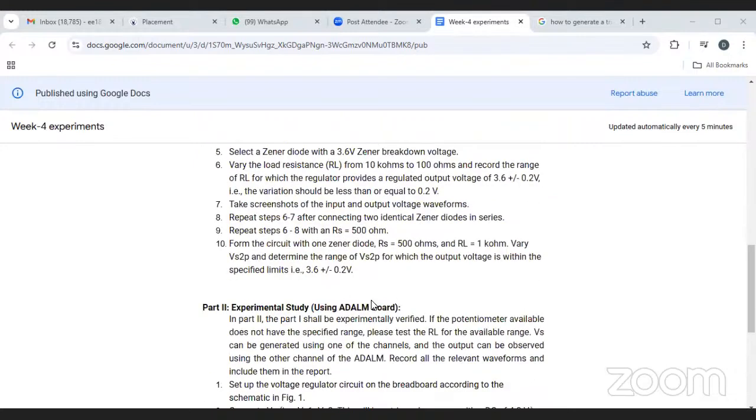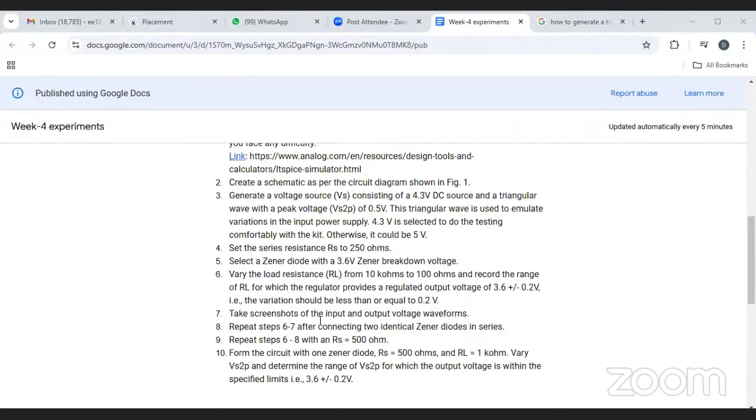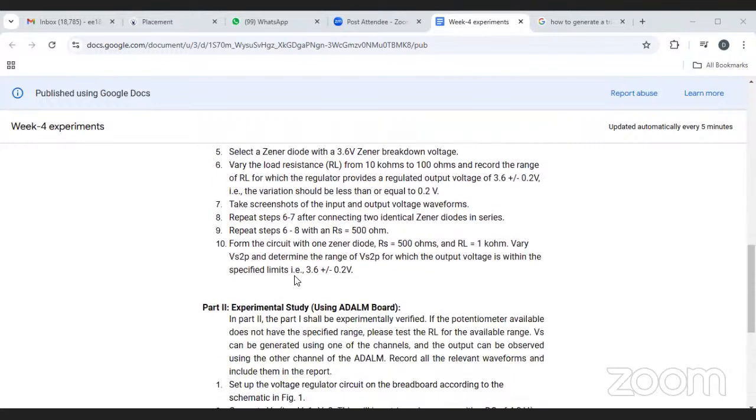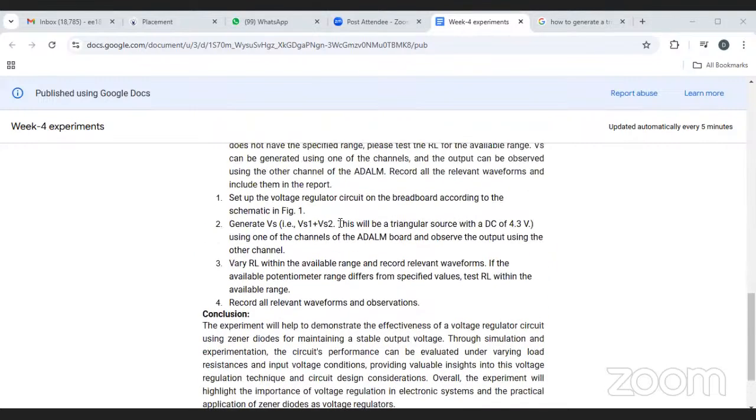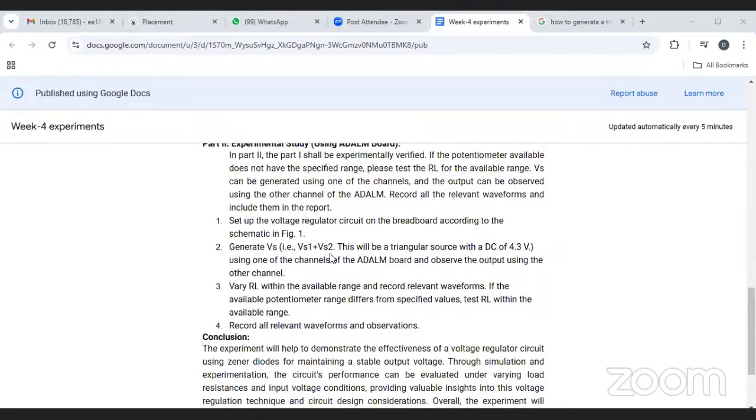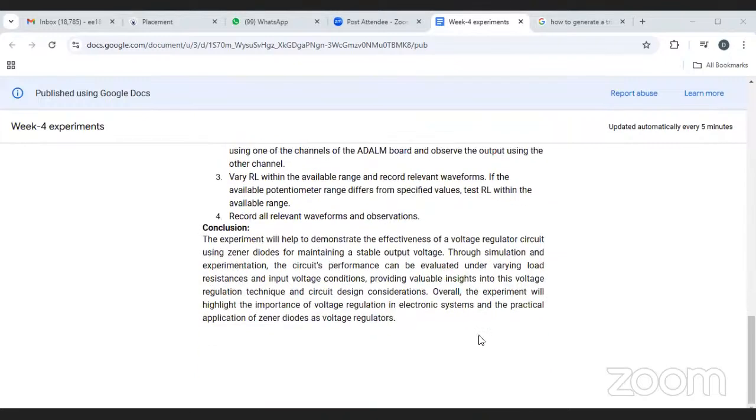Mind you, you have to repeat the whole thing. So you have to connect two Zener diodes and change RS from 250 ohms to 500 ohms. Now again repeat step 10 also, that is, if you change the triangular VS, then what will be the range coming. All those steps you have to do in this part of the experiment as well, and show them in your experimental video. So that's all.